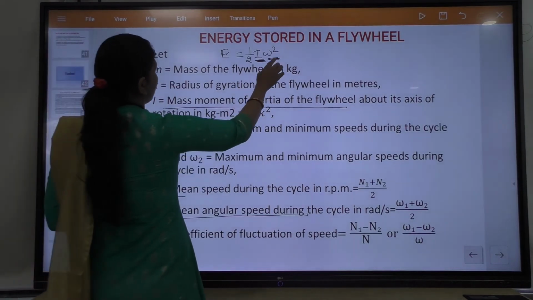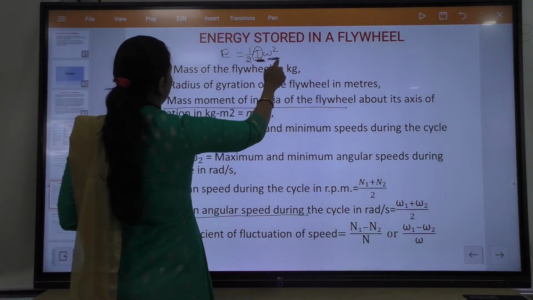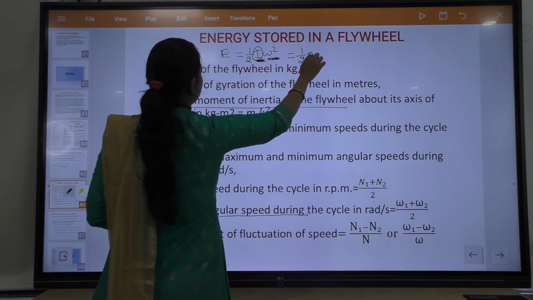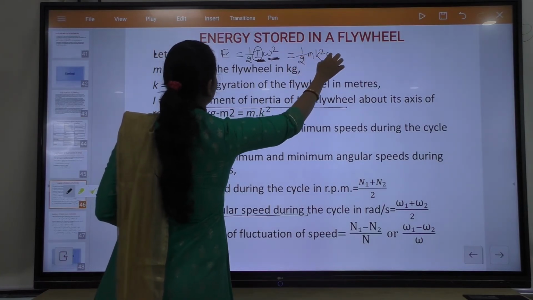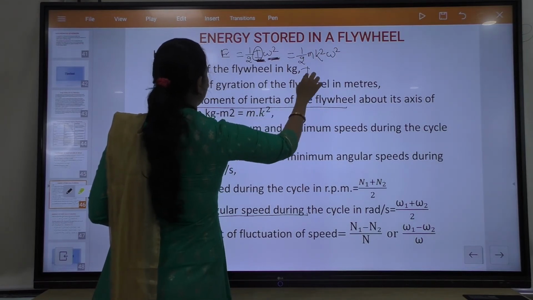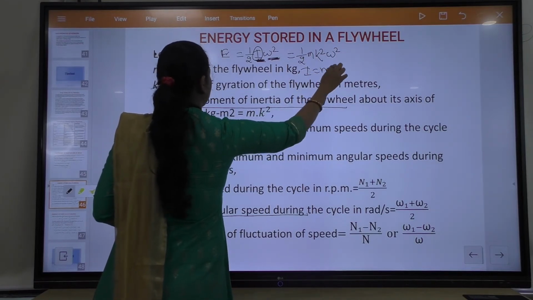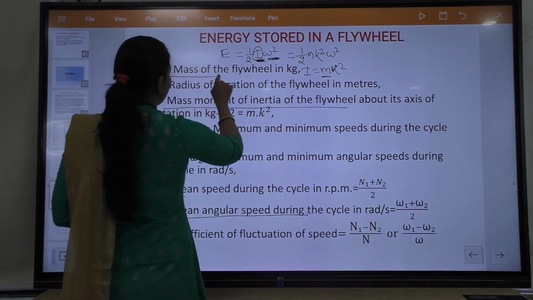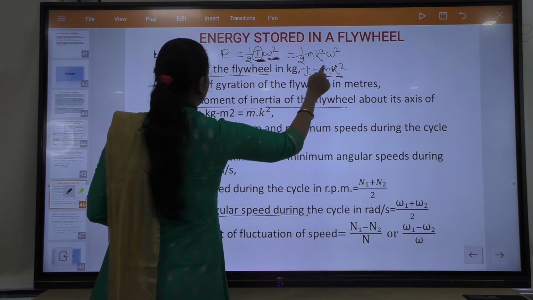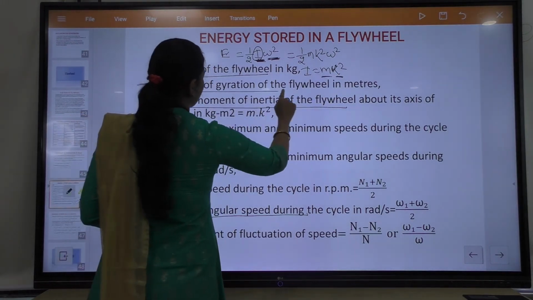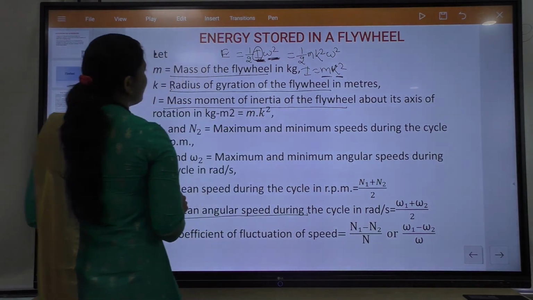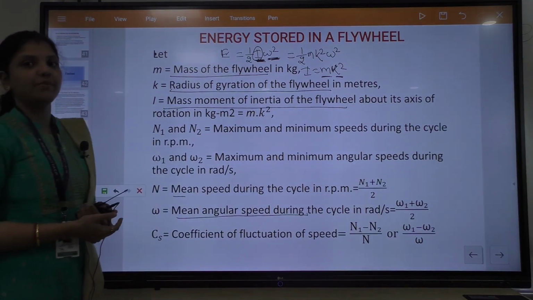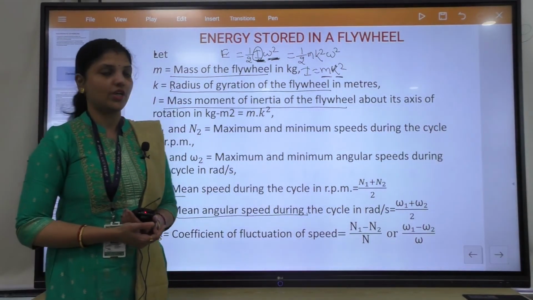So, in place of this I, we can write this is equals to half into m k square into omega square, because I equals to m k square. So, what is this m? M is the mass of the flywheel, and what is k? K is the radius of gyration of the flywheel. Okay. So, the energy stored in the flywheel equals to half into m k square into omega square.